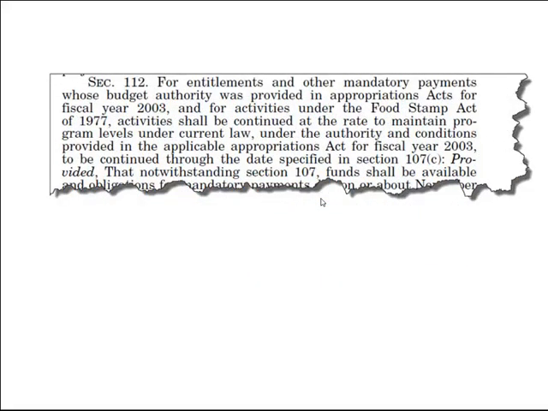Prior to fiscal year 2004, funding for appropriated entitlements was not spelled out in continuing resolutions. Since these are calculated a bit differently than discretionary programs, starting with fiscal year 2004, appropriated entitlements got their own language in CRs. Entitlements and mandatory payments shall be continued at the rate to maintain program levels under current law.